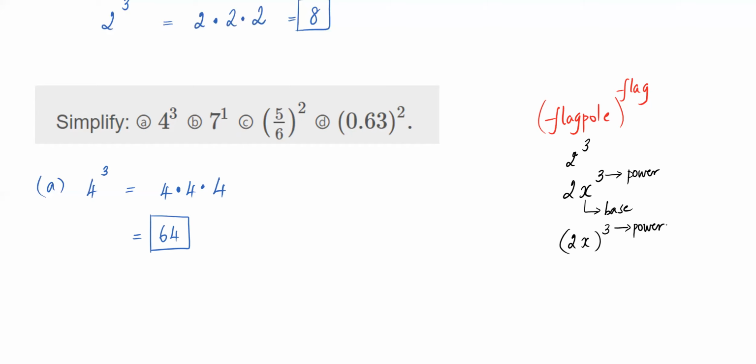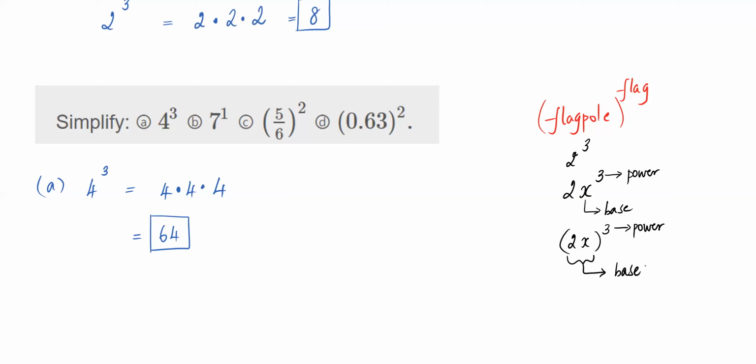What's the flagpole? What is it attached to? Well, it's got a grouping happening, right? The 2 and the x are grouped together in parentheses. So that grouping tells you that they have to be considered together. Therefore, the 3 is attached to the 2x, which is in the base. And so that's how you determine what the base is.